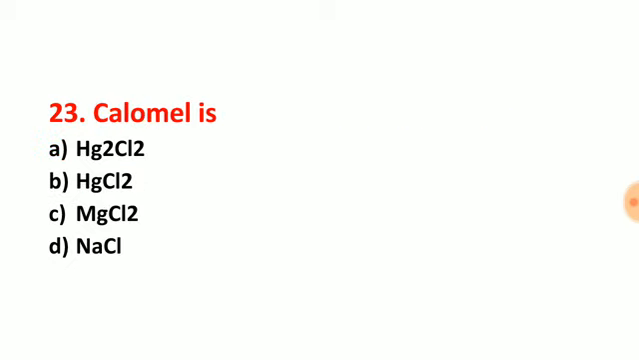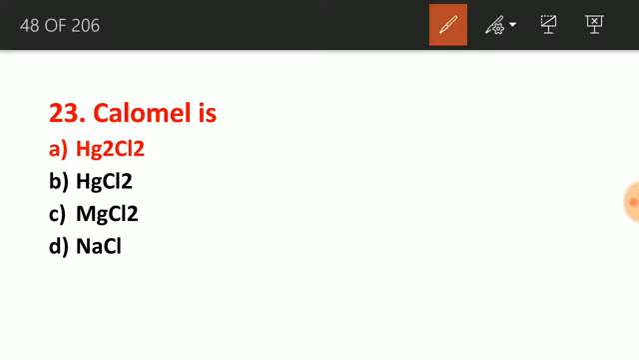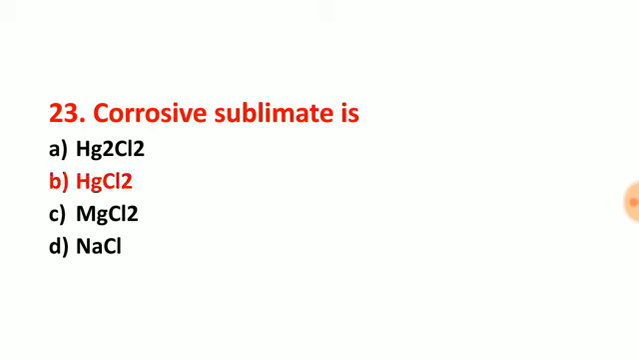Question number 23, calomel is Hg2Cl2. Mercury Hg2Cl2 is known as calomel. Calomel is Hg2Cl2. And corrosive sublimate is HgCl2. Don't get confused with this. In calomel it should be Hg2Cl2, but in corrosive sublimate it should be the second option. Corrosive sublimate is HgCl2. So HgCl2 is the corrosive sublimate.